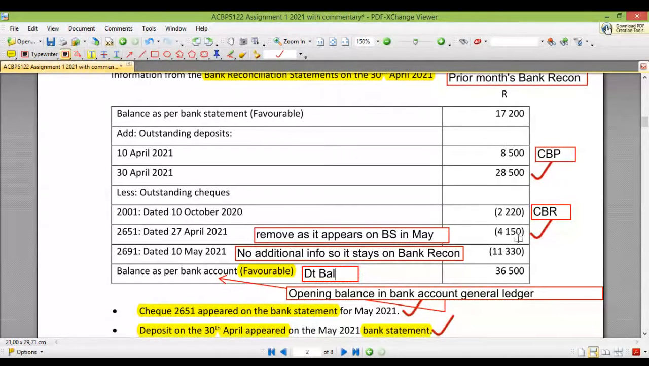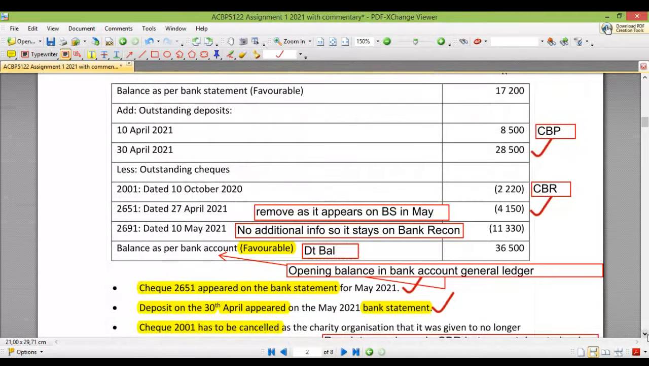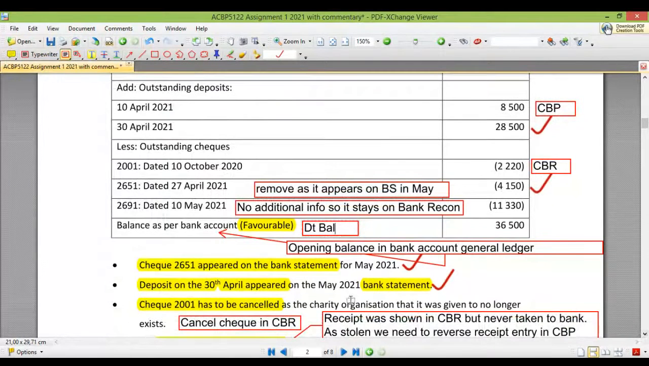Now, before we can tick off all these things, I had to read through the additional information. So let's quickly go through it. They tell you check 2651 appeared on the bank statement in May. So I know it's on the bank statement, so I tick it off there, and I go to my prior month's recon and I tick it off there. Yes, it's gone through the bank statement. I can take it off my bank recon, so it has been accounted for.